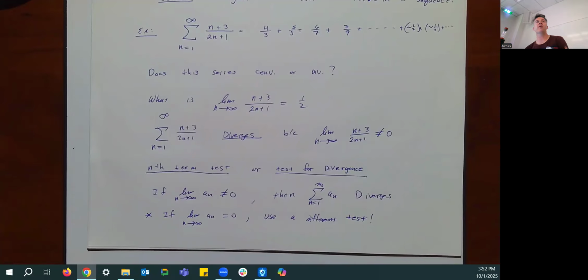So if you ever hear yourself saying the words, the series converges by the test for divergence, think again, right? You can't converge by the test for only testing divergence.